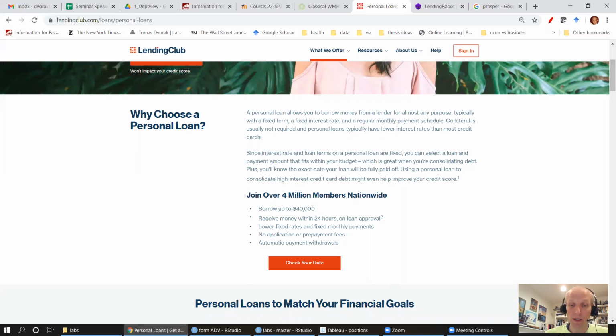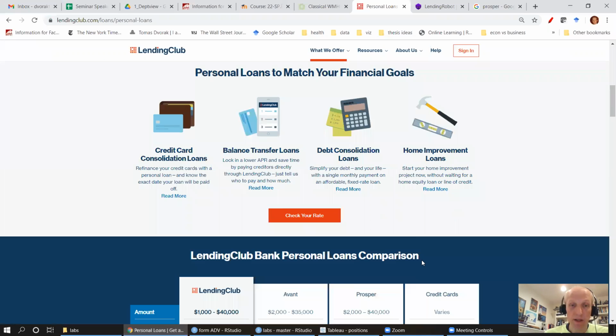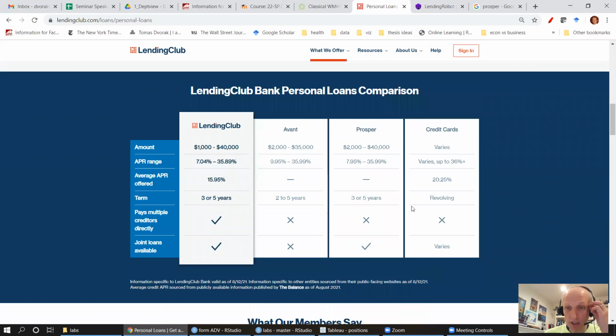There are a number of platforms these days. There's Lending Club, Avant, Prosper, and it's beneficial to both the people who provide the loans, the investors, and people who take out the loans, because people who invest usually get a better interest rate, a better return than in a traditional savings account or other investments, and people who borrow get a cheaper source of credit than, say, credit cards or payday lenders.